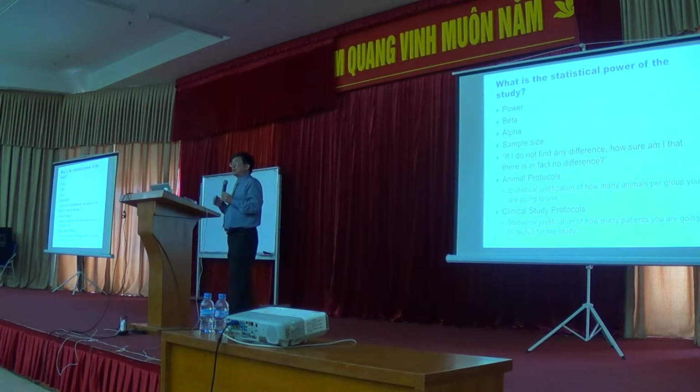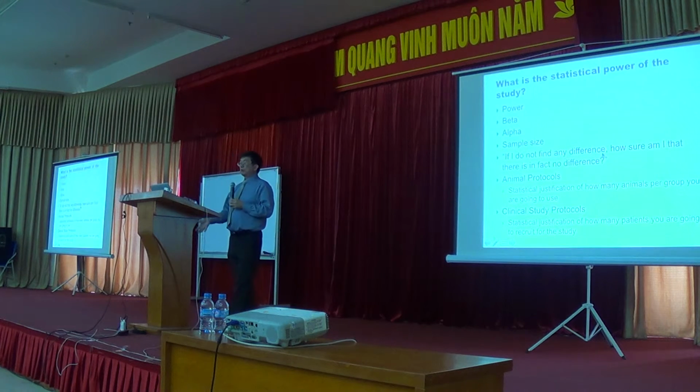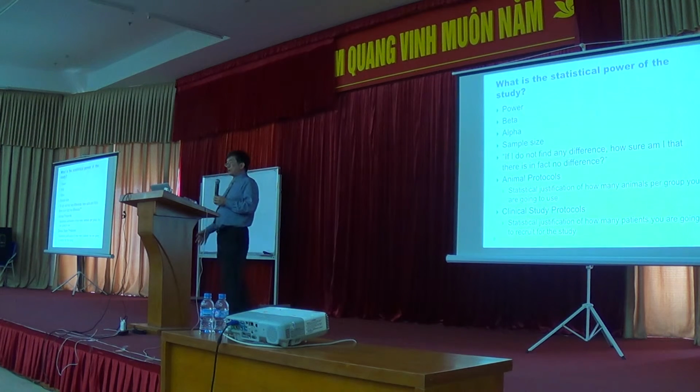So what is the statistical power of the study? Power, beta, alpha, sample size. If I do not find any difference, how sure am I? This is very important in animal protocols and clinical study protocols, because we're dealing with lives. We can waste money, well, hopefully not, but it would be very unethical to waste life.